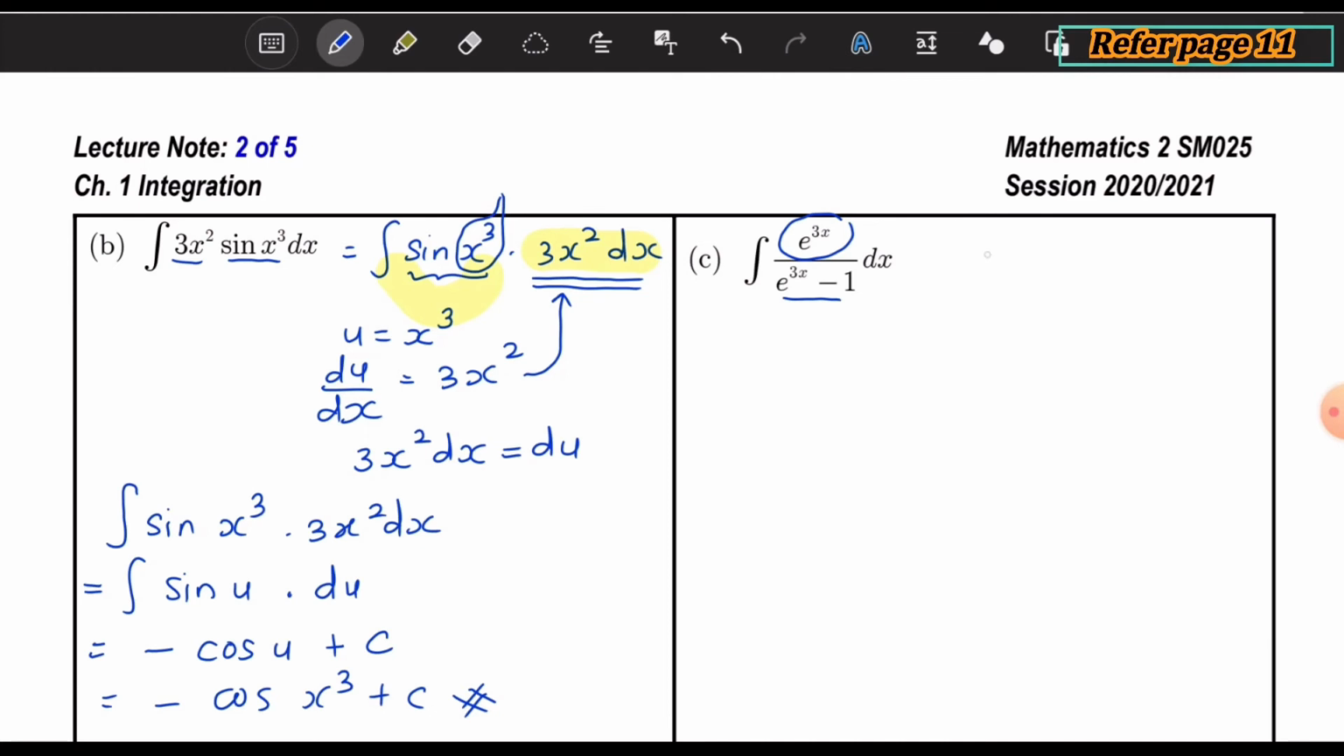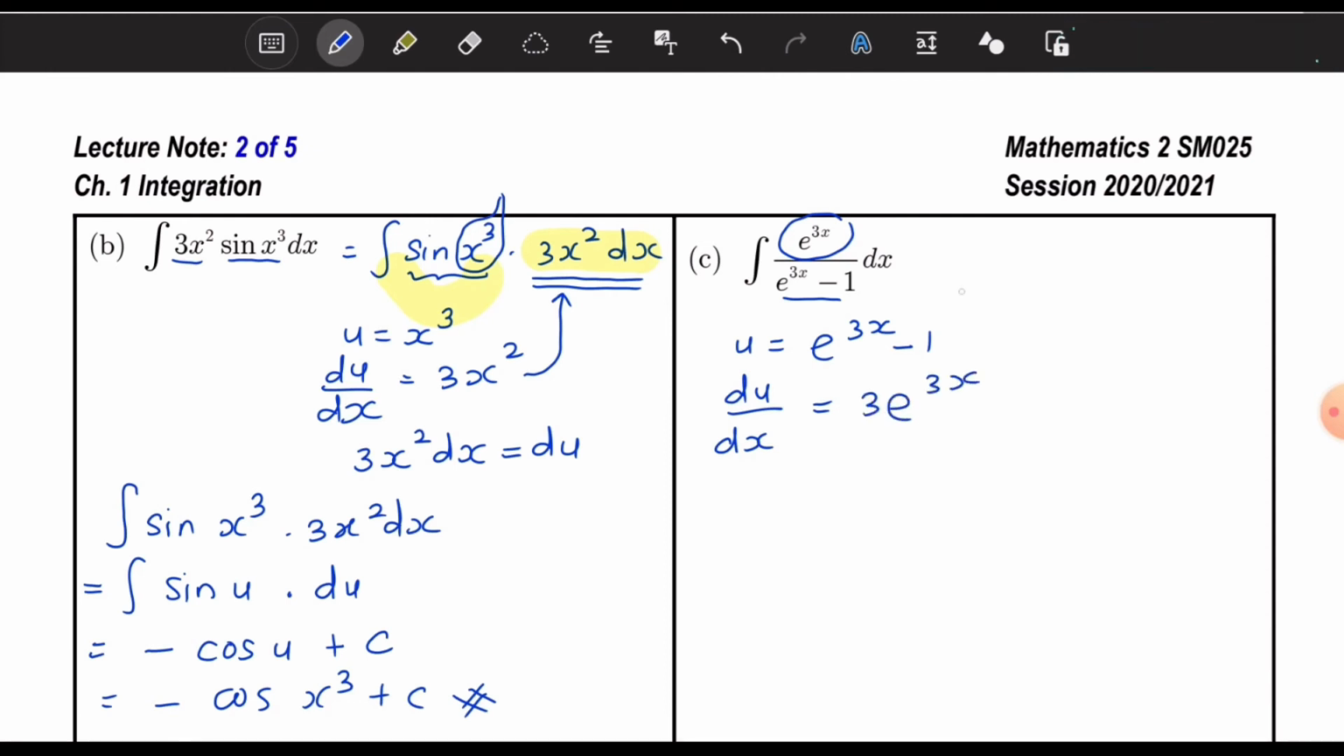For part C, we have exponent 3x for the numerator and exponent 3x minus 1 for the denominator. Okay, both are exponential functions. Okay, so which one is more difficult? Yes, both are difficult, isn't it? But usually we will use the denominator as u. So we take u equal to exponent 3x minus 1. Du dx equal to 3 exponent 3x.